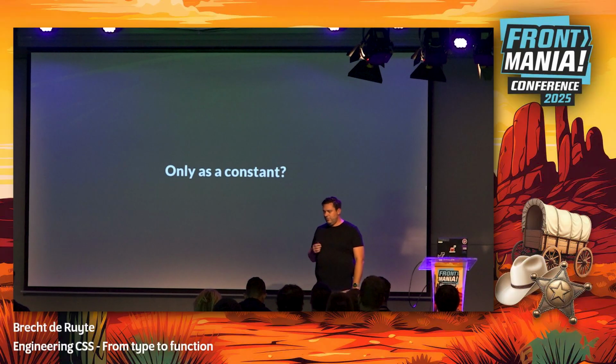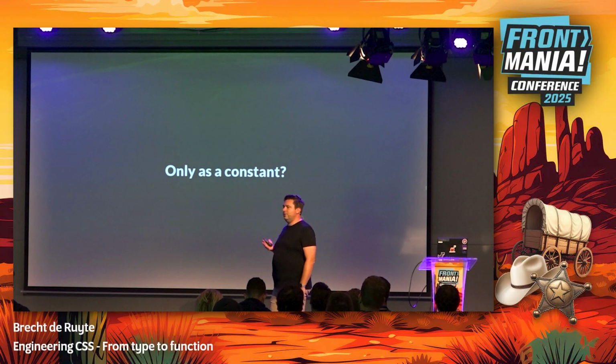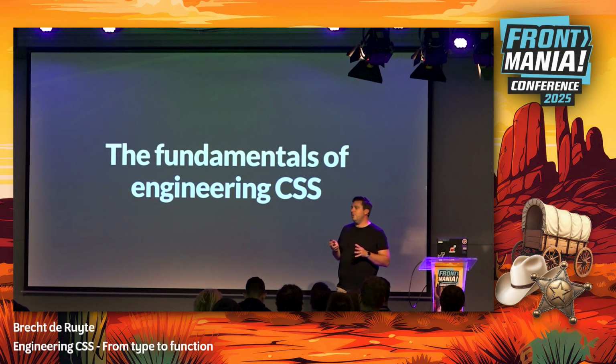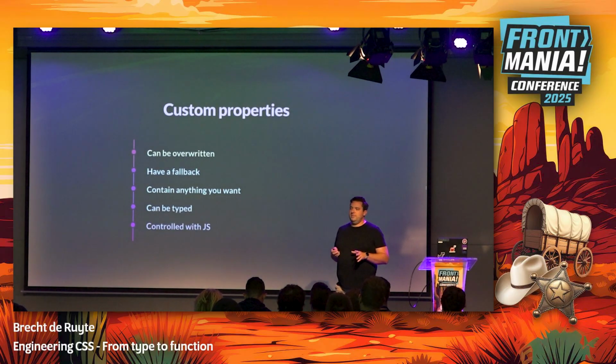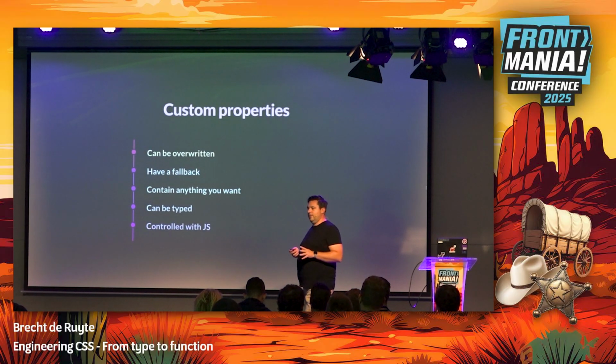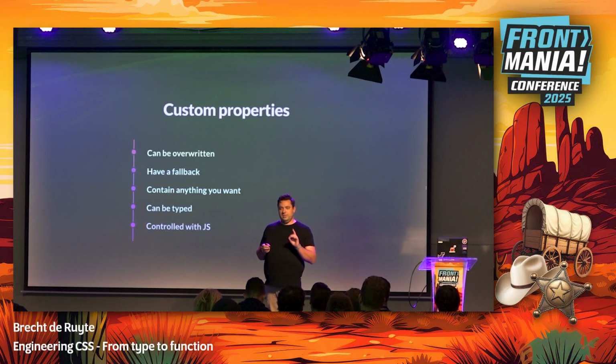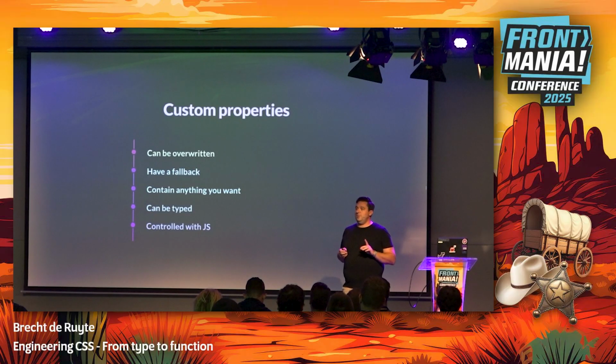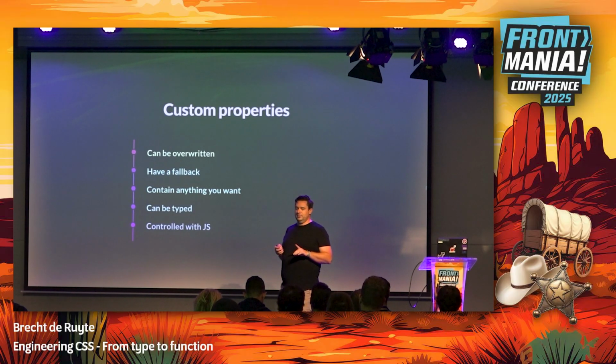Well, I still see people only using custom properties as a constant, which I don't understand, because they are the fundamentals of engineering in CSS, and people are really missing out nowadays. They can be overwritten. They can have a fallback. They can contain anything you want. This is important, remember that. They can be typed, and they can also be controlled with JavaScript. They are so much more than just a constant.